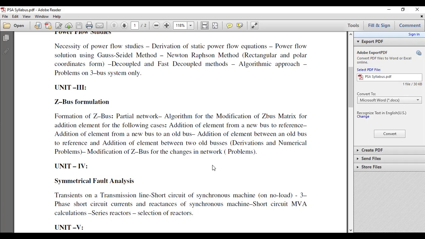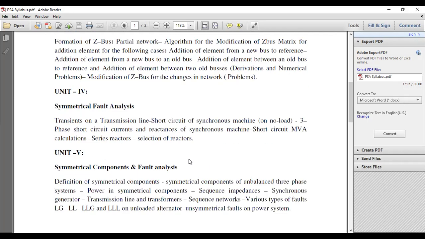So with this, we have completed 50% of our syllabus. And now, tomorrow I am going to... not tomorrow. Still you have some time, so we will discuss the symmetrical fault analysis.